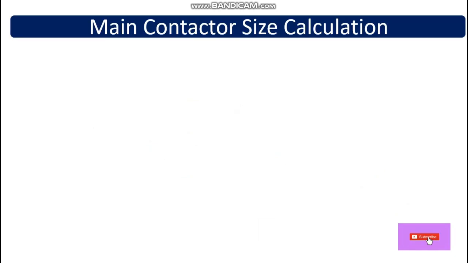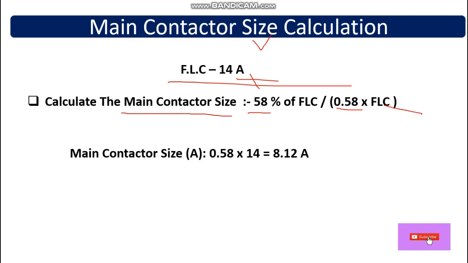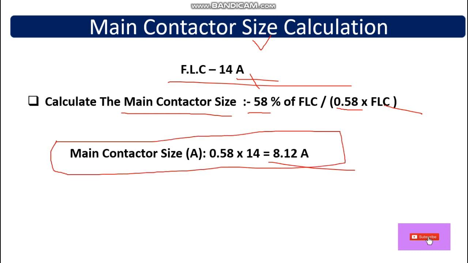So here let's calculate the main contactor size. Let's follow the steps. The FLC, full load current, is 14 ampere, and to calculate the main contactor size we have to multiply, actually this is 58% of this FLC. So we can multiply with this directly. 0.58 into 14 is equal to 8.12 ampere. So this is the calculated main contactor size, as per calculation.